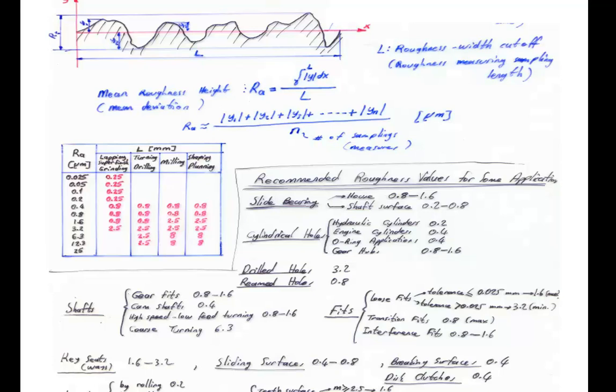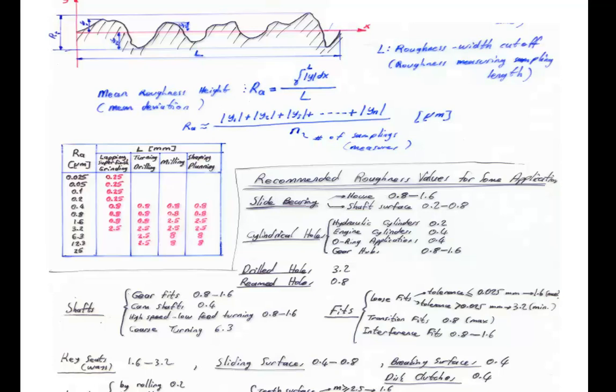At how many points has the measurement been done? Yes, write the number of samples as the denominator, and then the numerator is the sum of the measured values, taken to their absolute values relative to the starting point, divided by the number of measurements. The result is the arithmetical roughness height.